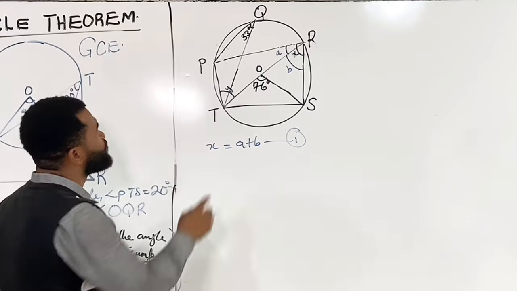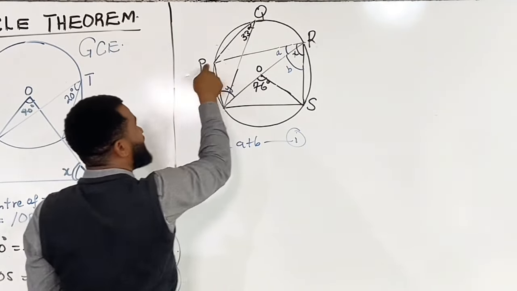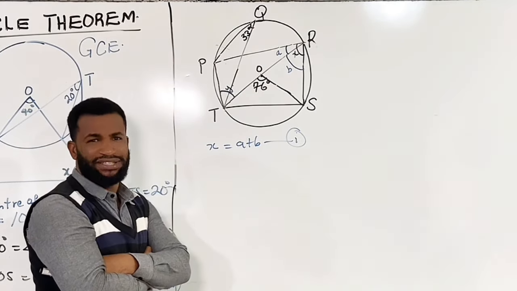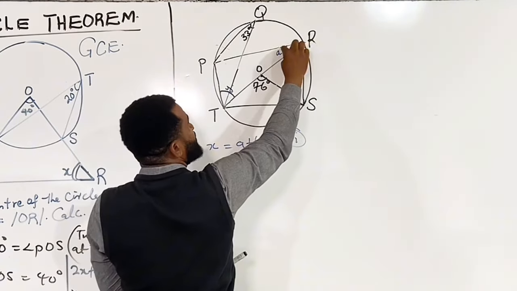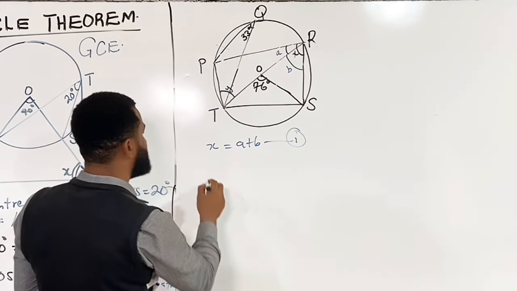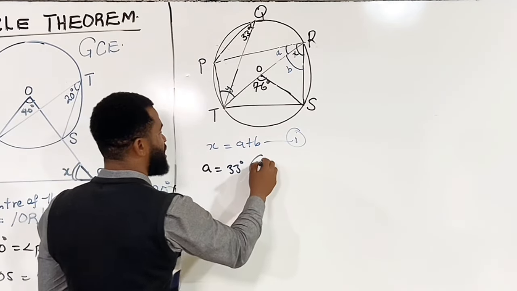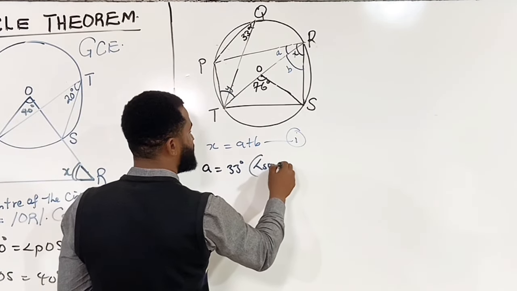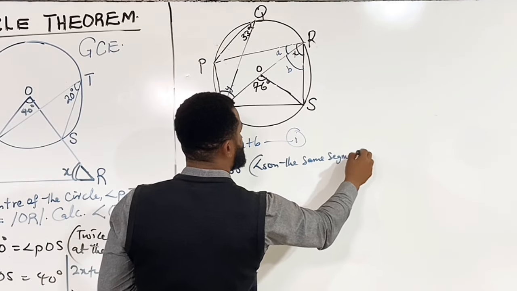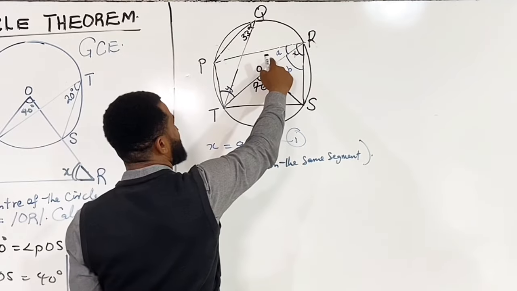Okay, but then Q has two legs. One leg entered at P, the other leg entered at T. Which other angle did the same thing? R, this A, which is R entered at P and entered at T. Therefore, A is equal to 33 degrees. Why? Angles on the same segment. That's the rule. Therefore, this is 33.